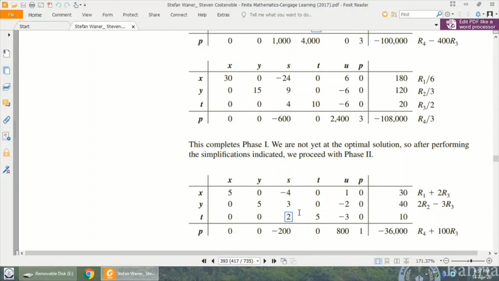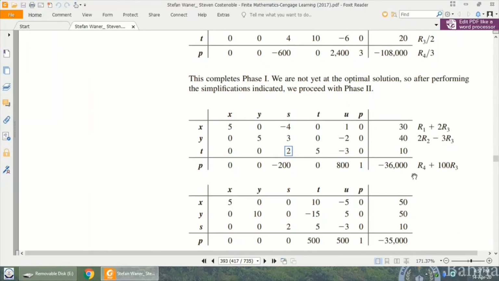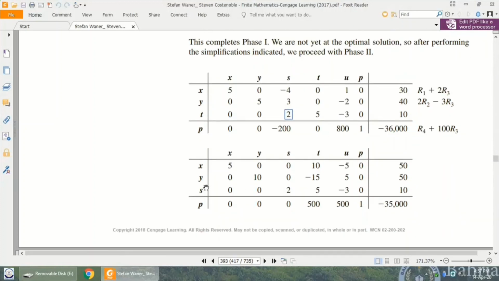Again, we're going to be performing the function as R4, and because this is minus 200, we have to add something to it to make it plus 200 to cancel out the effect and make it 0. So you have to multiply it by 100, and then minus 36,000 plus 100 R3, which is plus 1000. So it's going to be minus 35,000, and all the values will be changed for the particular column into 0, except for this T row.